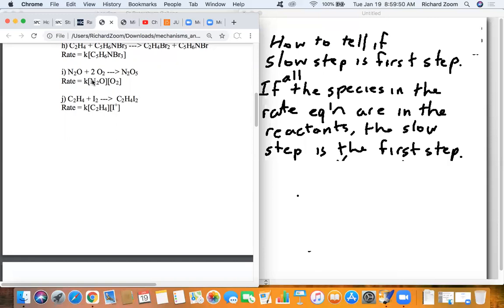Is N2O a reactant? Yes, it is. Is O2 a reactant? Yes, it is. So the N2O doesn't have to be made from anything. It can be pulled from the reactants. The O2 is just a reactant as well.